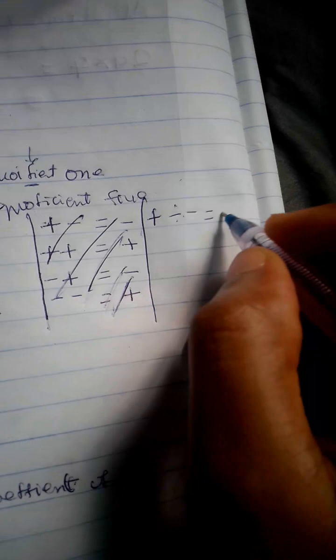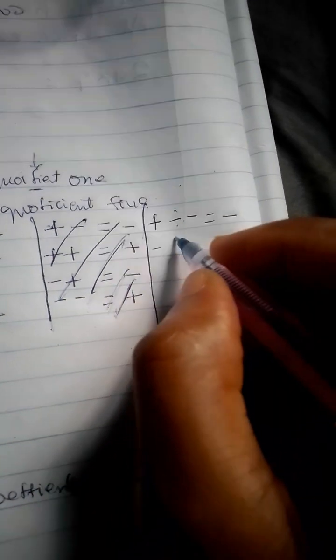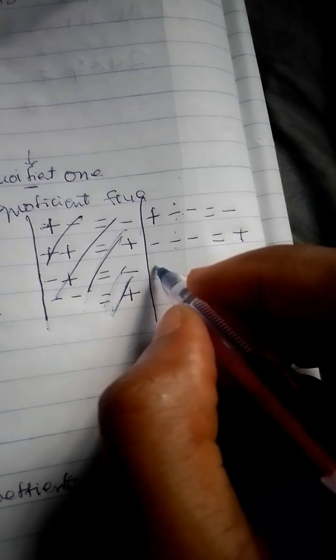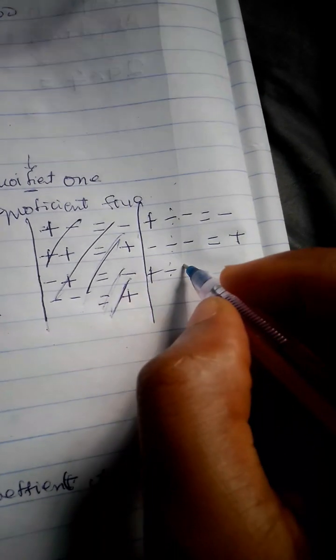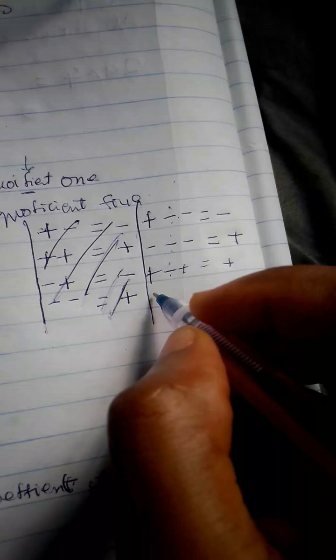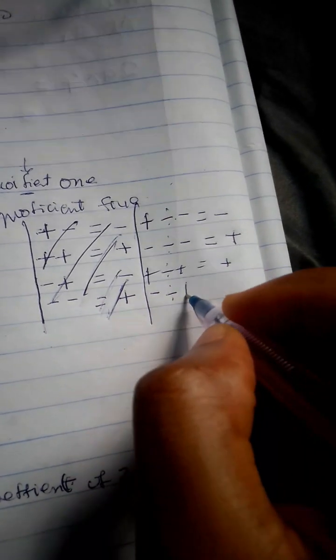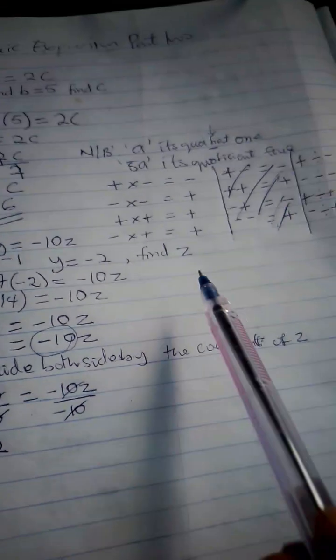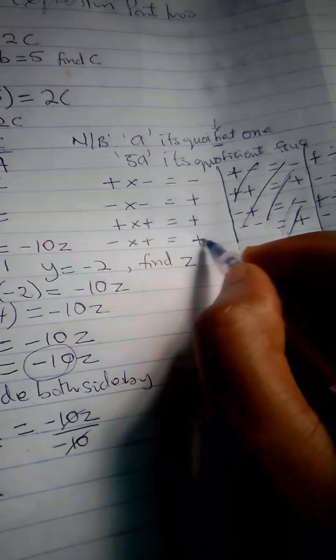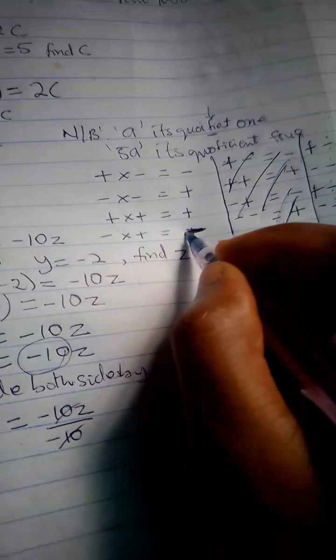So here we're going to be having, wherever we have plus divided by minus, that's minus. Minus divided by minus, that's plus. And plus divided by plus, that's plus. Minus divided by plus, that is minus. So it's quite literally, sorry, there's a mistake here. This is meant to be minus, sorry.